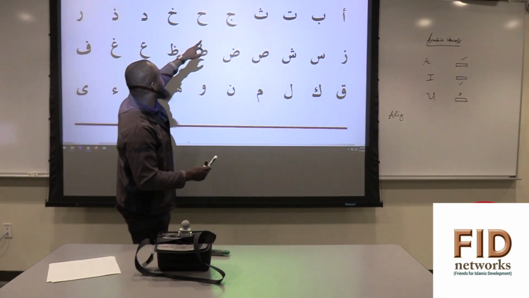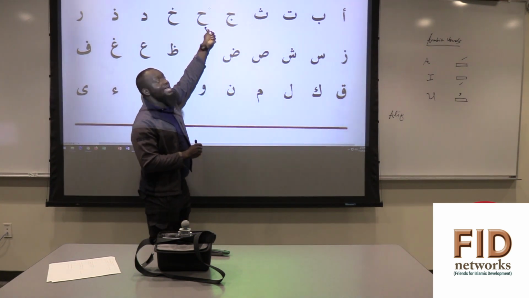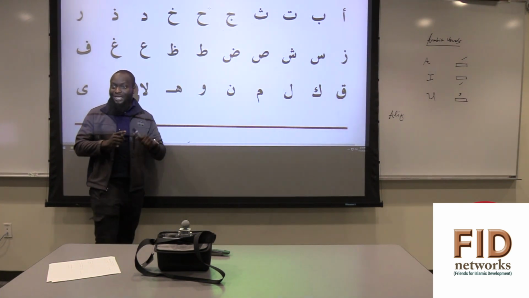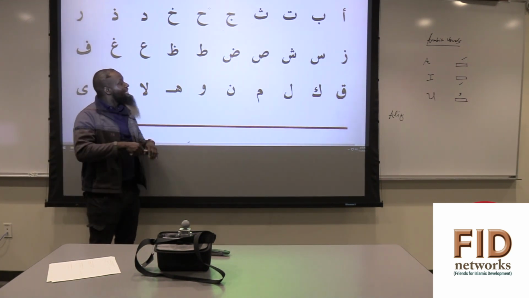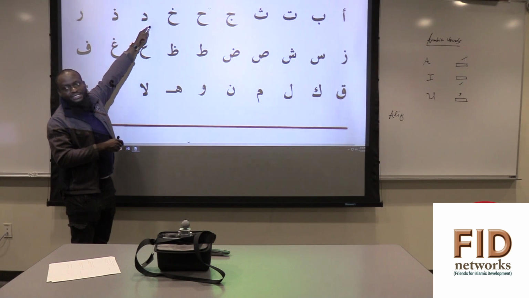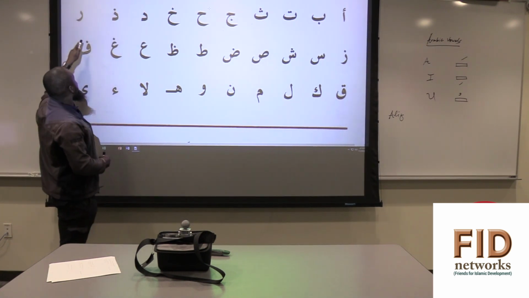Okay? And then Jim, Ha, Ha look alike. But the difference is Jim has a dot inside, Ha has no dot, Ha has a dot on top. So these are the little clues you should be looking for. Is that okay? And then Dal and Dhal look alike, but Dal is the one without a dot, Dhal is the one with a dot. Is that okay? And Ra is the next one.